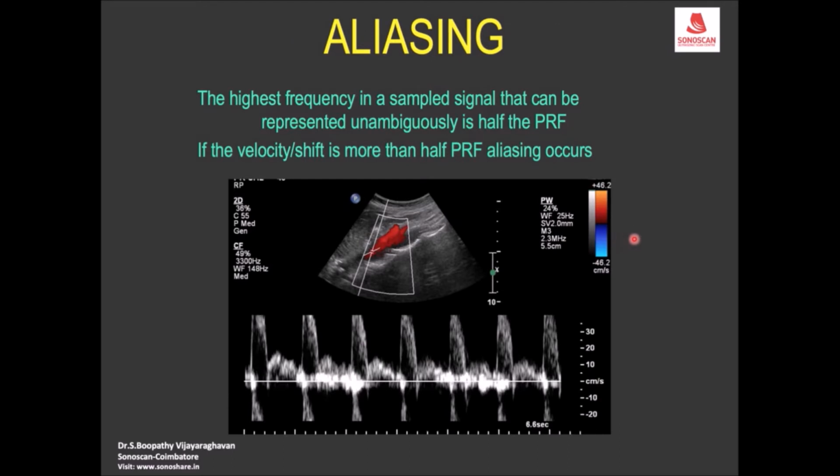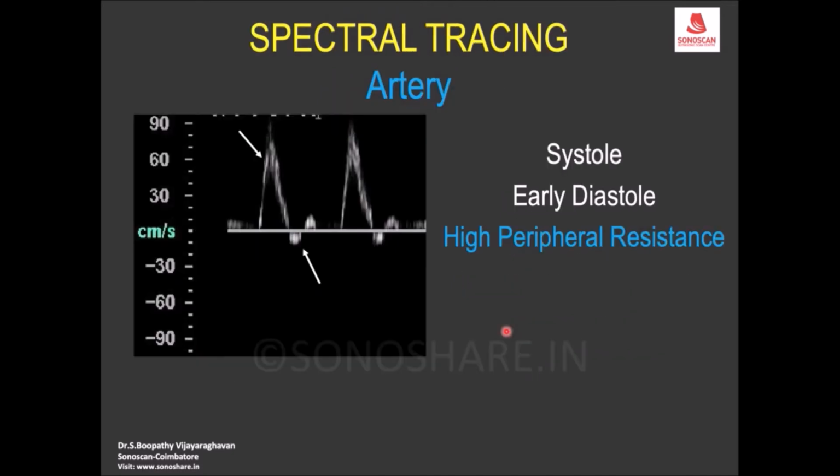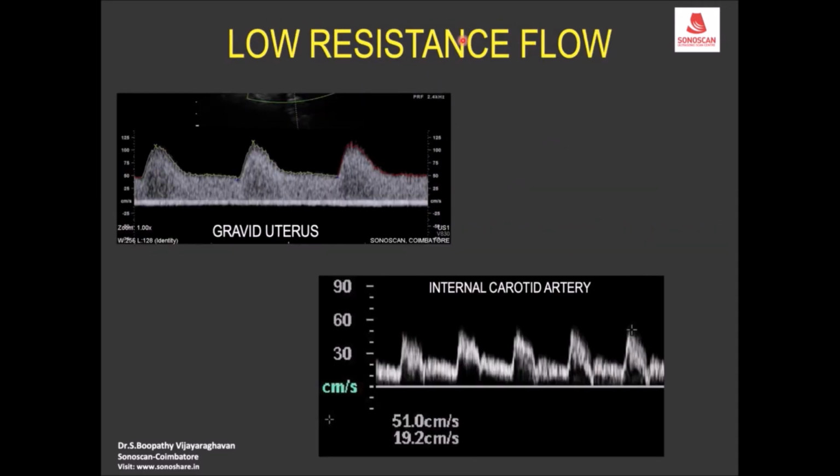We get, there is no place on this side to represent that velocity, so it wraps around and displays the aliasing. Increase the PRF as well as shift the baseline. If it doesn't get corrected, then you have to shift to a lower frequency. Reversal of flow in the vessel is shown below the baseline, and then again late distally we get a positive flow because of the compliance of the vessel. So the vessel during systole becomes broader, and once the heart pumping stops, the vessel walls come back, so that you get the low resistance flow here.